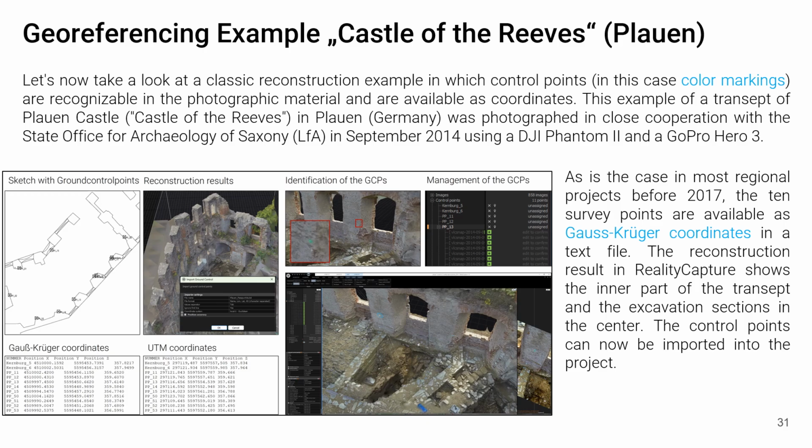At the top right, we see the linking of the control points with the 3D model, and the verification or correction within the photo data. To the right, we see the management of the control points. The georeferenced 3D model with the control points can be seen at the bottom.